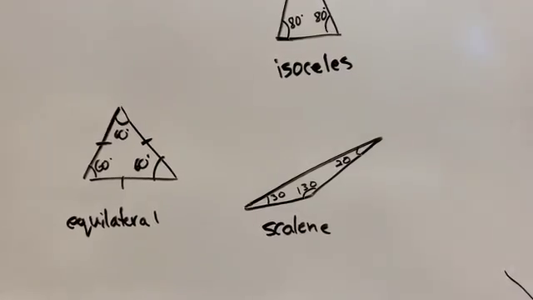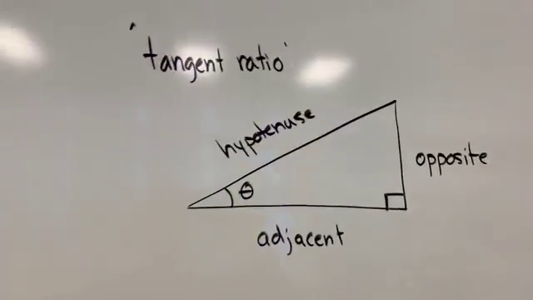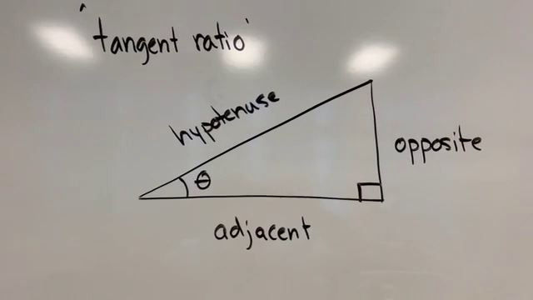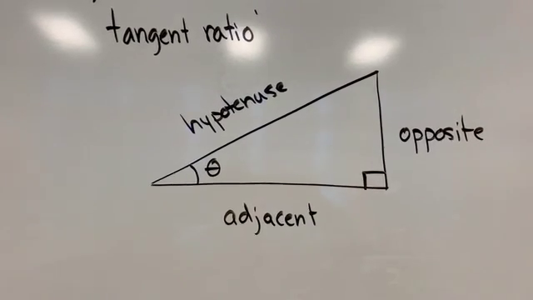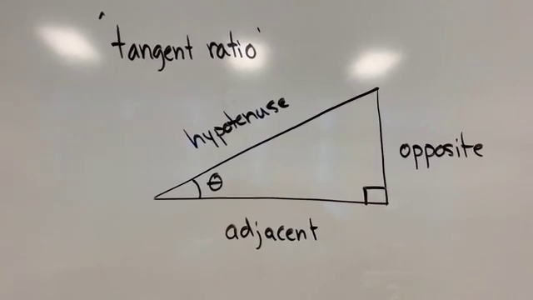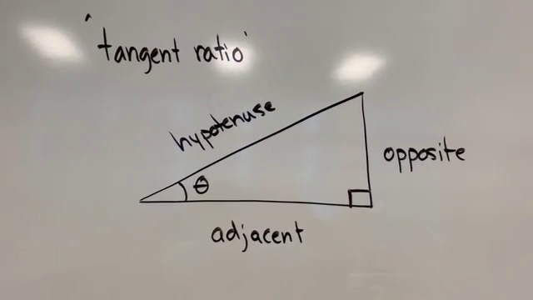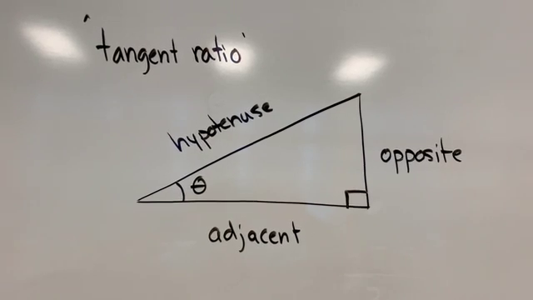Now, the ratio parts of this chapter require us to name the sides of a triangle. So I've called this angle theta. It's just like a Greek letter. It looks like an O with a line in it. And I use that because a lot of math textbooks seem to use that as their angle. You could call it angle A, angle B, angle Q, whatever you like.